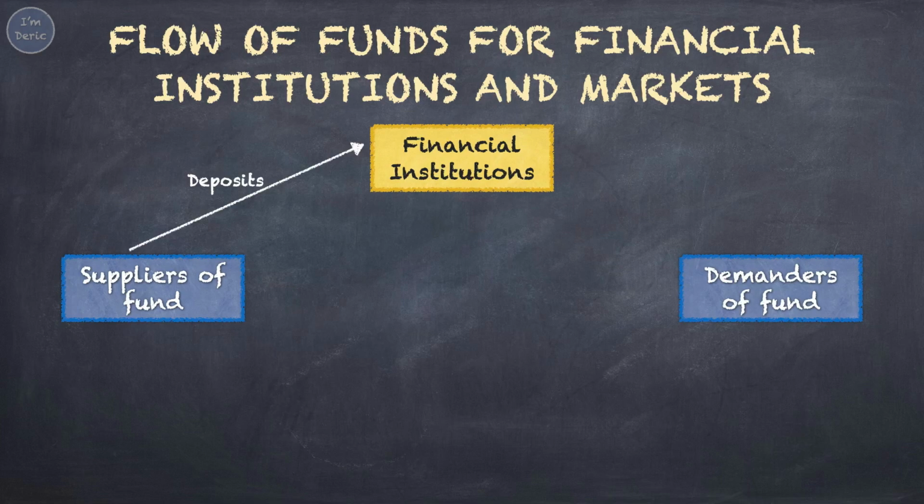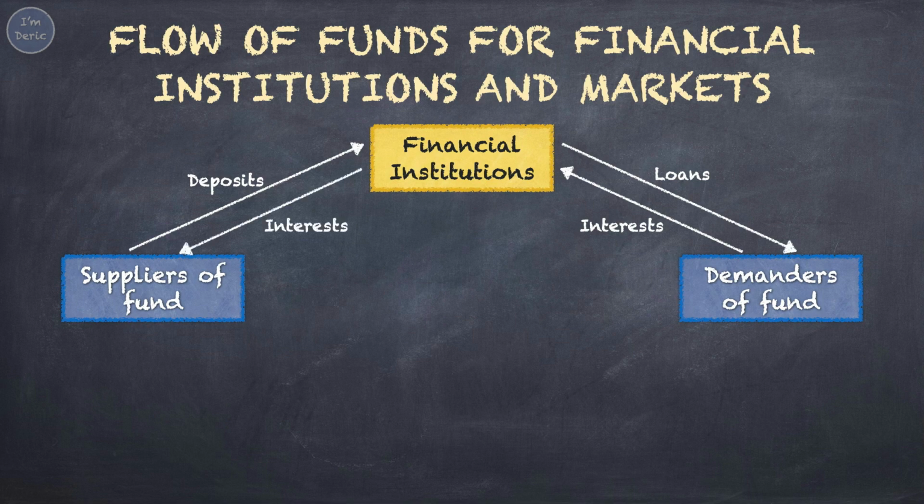Suppliers of funds put money in the financial institutions as deposits. Then, the financial institution provides money to the demanders of funds as loans. For such borrowing, demanders of funds will pay back interest to the financial institutions. And financial institutions will pay interest to the suppliers of funds. That's why, when you save money in the bank's deposit account, you will receive interest. That's from the demanders of funds.